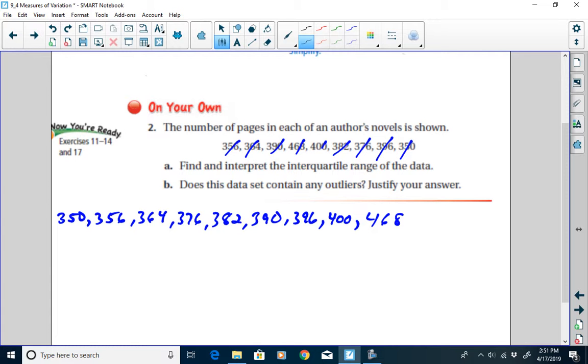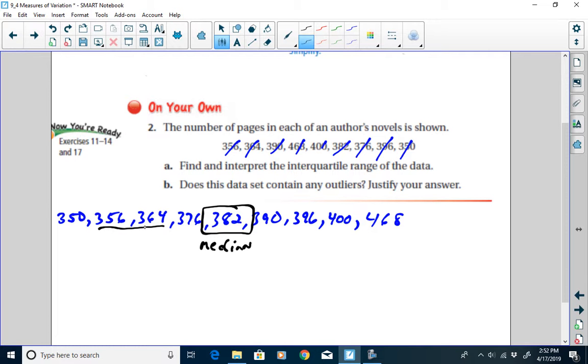In step number 1, we want to arrange our items from least to greatest. Step number 2, we have to split our data in half. I start by finding the median. Because I have an odd number of data items, my median is going to be the middle number when arranged from least to greatest. So that median splits the data into the lower half and the upper half. I have these 4 items that are less than the median, and I have these 4 items that are greater than the median.